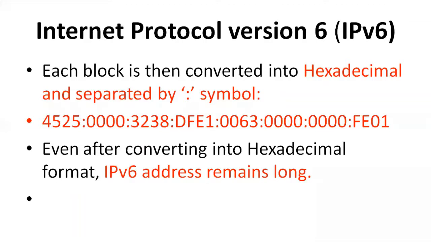Even after converting into hexadecimal format, IP version 6 addresses remain long. You will see here, for example, 192.168.1.1. It is very difficult to remember. But if you see IP version 6, it is very difficult to remember. Why? Because it has 8 groups. If it is difficult to remember 4 groups, then IP version 6 with 8 groups is even more difficult to remember.